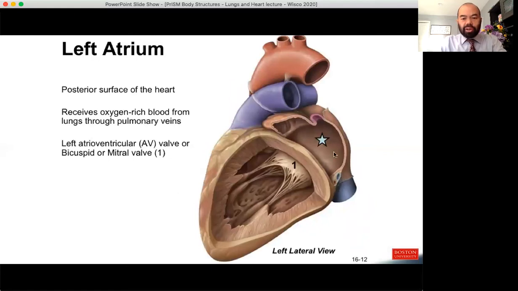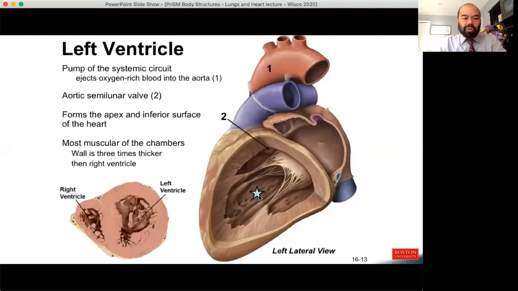Here is the left atrium. It receives blood from the pulmonary veins, which are not shown here, but blood flows into this region. And then it is bordered from the left ventricle via the left atrioventricular orifice and the mitral valve, which is shown here in number 1. So blood flows from the left atrium into the left ventricle.